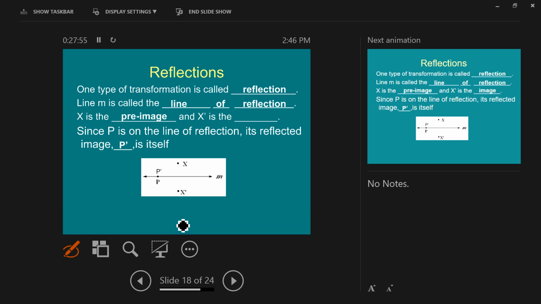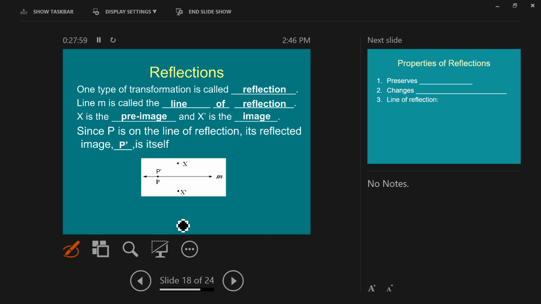There it goes. And X prime is your image. Okay. And P was on the line, so if I folded on that line, P is still just on the line, right? That's what they're saying with P prime. It didn't move because it was on the line, not above or below it. Okay.